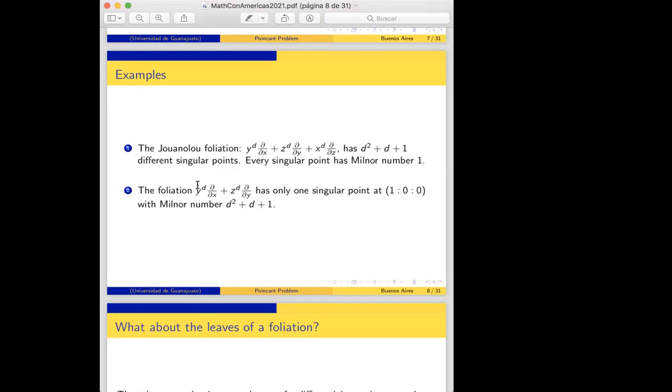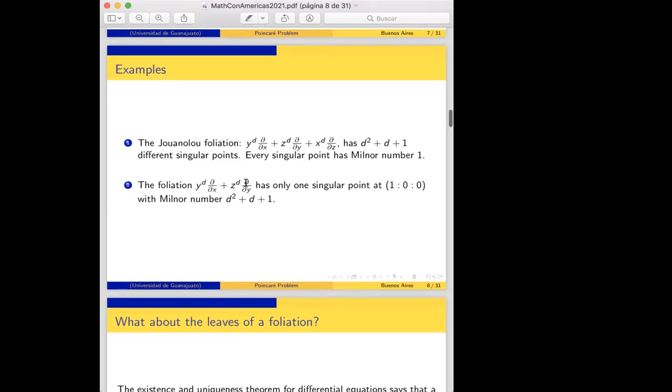And for the second example, we remove the last term, for example, x^d. We obtain this foliation, y^d in the direction of x and z^d in the direction of y. This foliation has just one singular point, at the point (1,0,0). That means that the Milnor number is the maximum. This number is d squared plus d plus 1. You have the two examples.